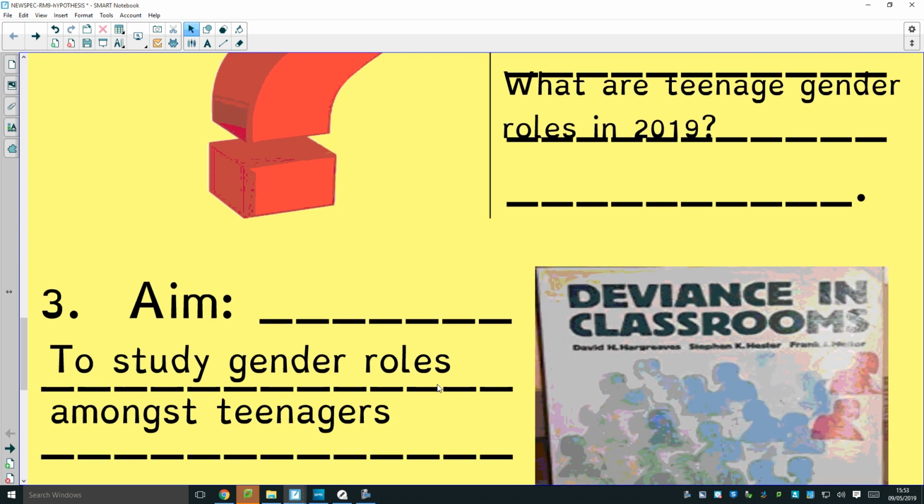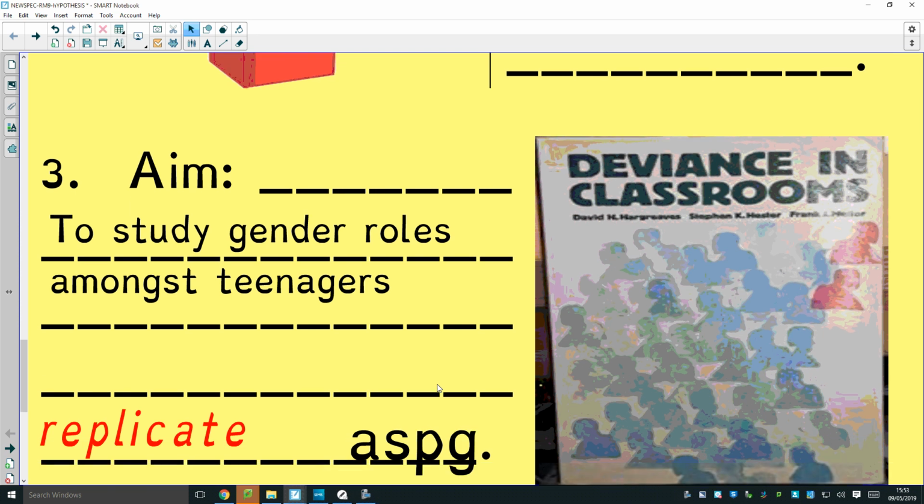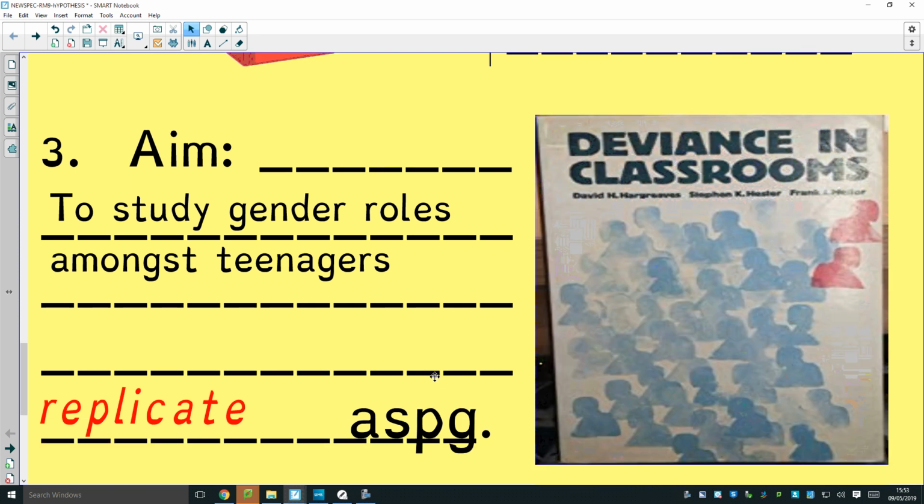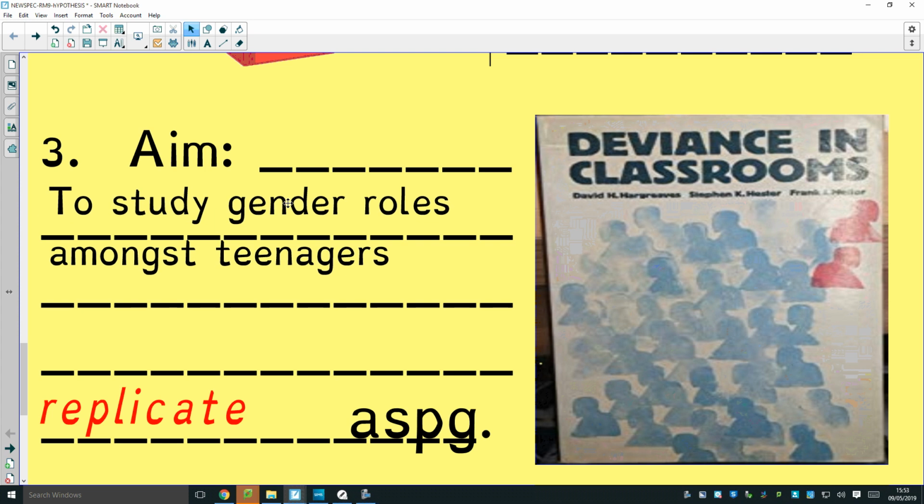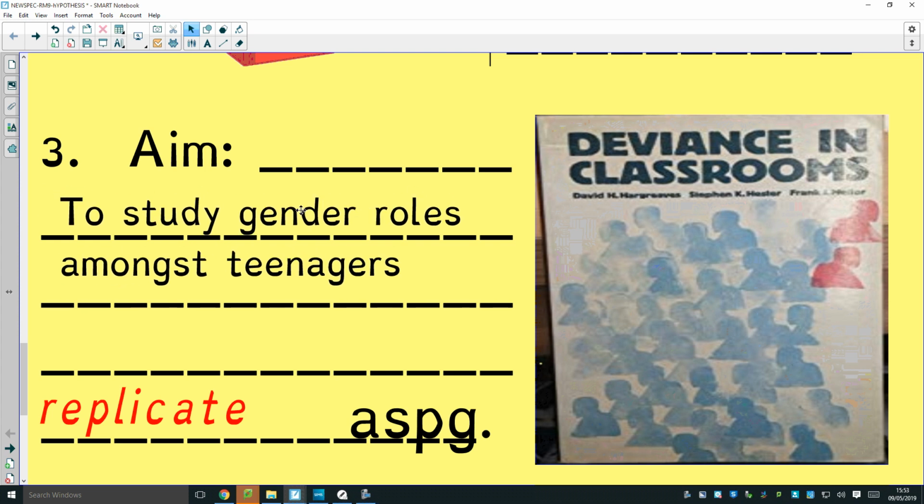Or if you really don't know what you're going to come across, you might just have an aim. A general thing: we're going to look at this area. I'm aiming to study gender roles amongst teenagers. That would be the aim of your research.